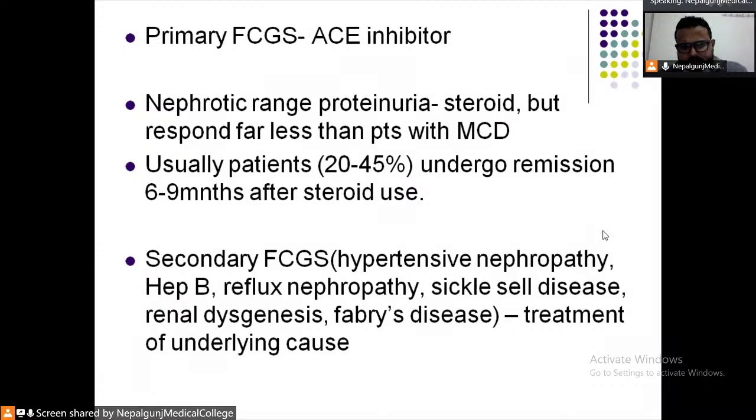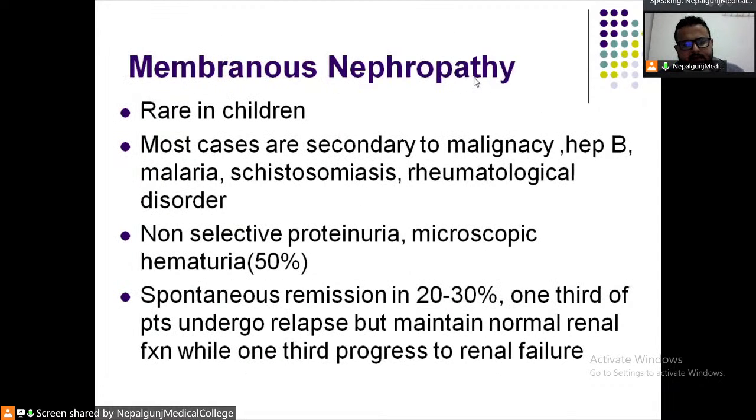disease. In this case, you have to treat the underlying cause of the disease. If there is hypertension, you have to treat the hypertension. For hepatitis B, antiviral drugs; for sickle cell, hydroxyurea.